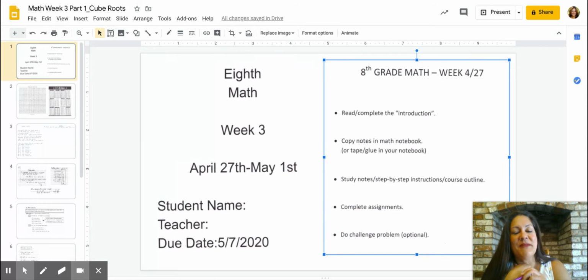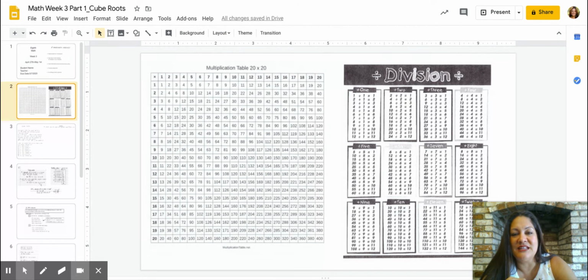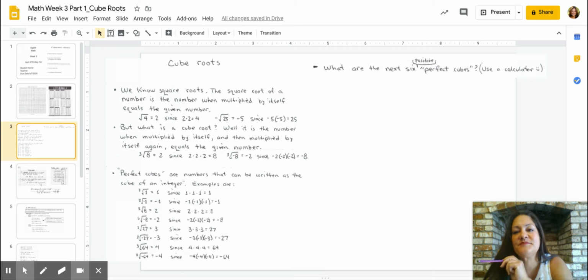Next page, our math to do. Read and complete the introduction, copy notes, or hole punch and put it into your notebook. We have the study notes, complete the assignments. Again, there are 2, and you have the optional challenge problem. Here is your multiplication and division table, which will be at the end of your packet.